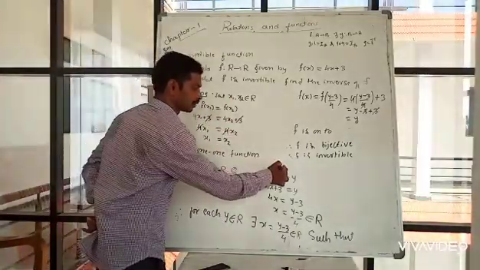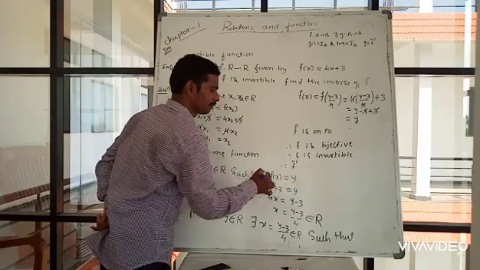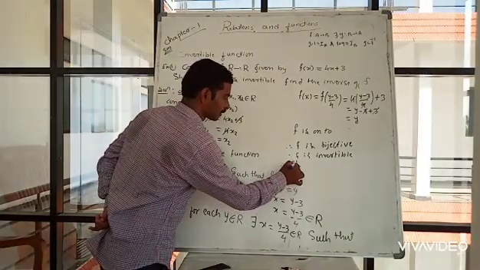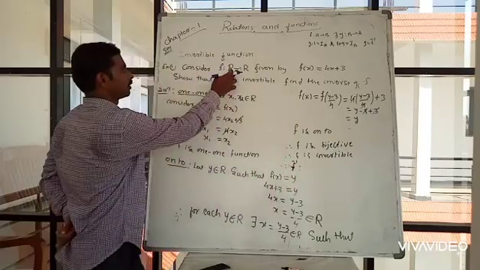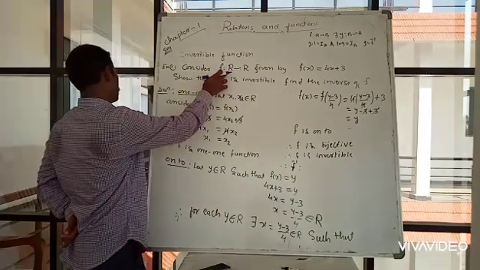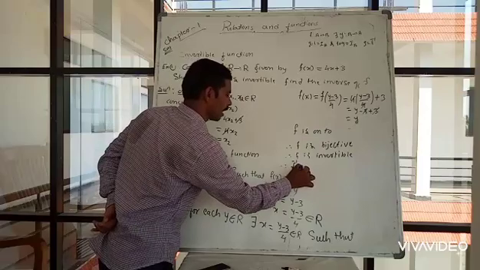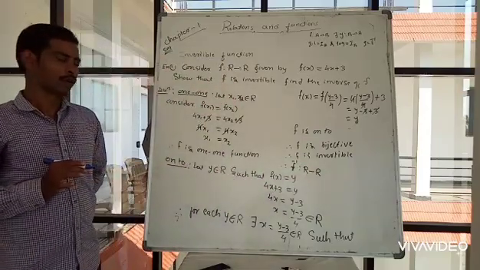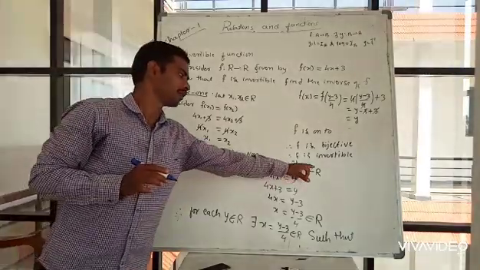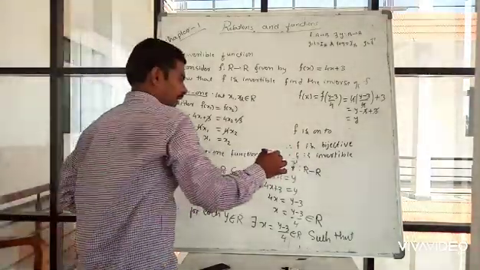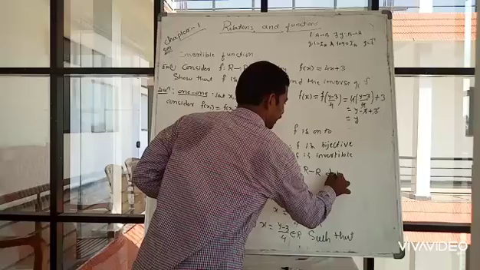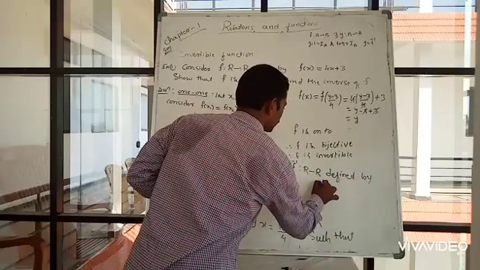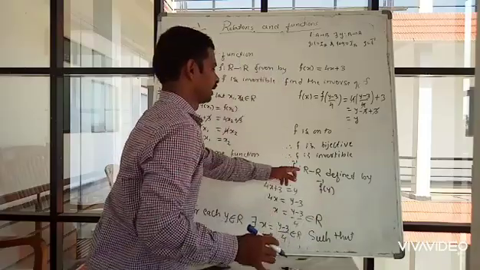The inverse of this function is usually denoted by f inverse. It is the function from the codomain of f to the domain of f, that is R to R. F inverse is the function from R to R, with codomain and domain both R. It is defined by f inverse of y equal to.